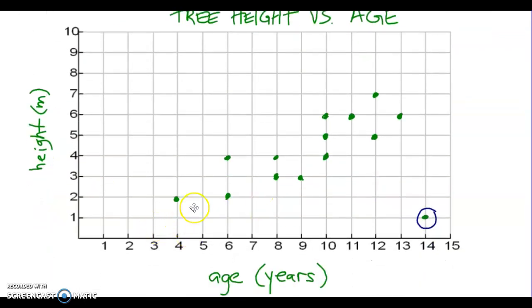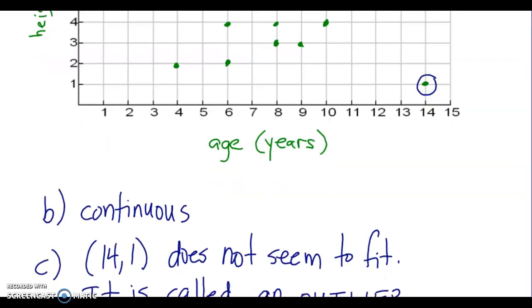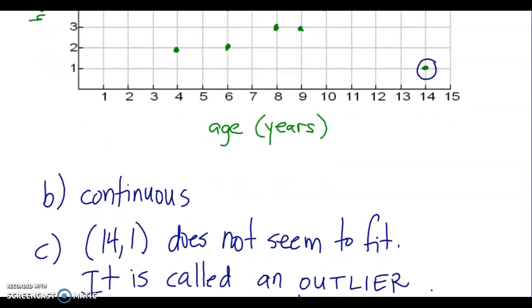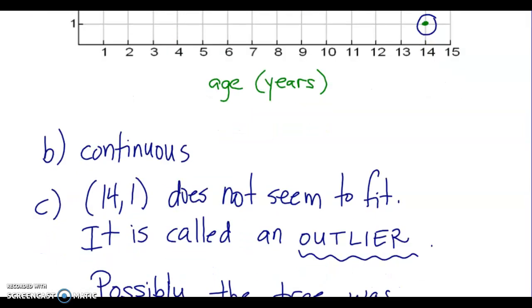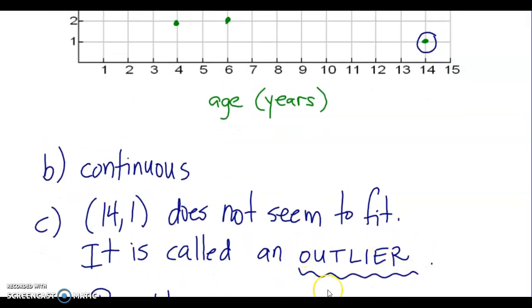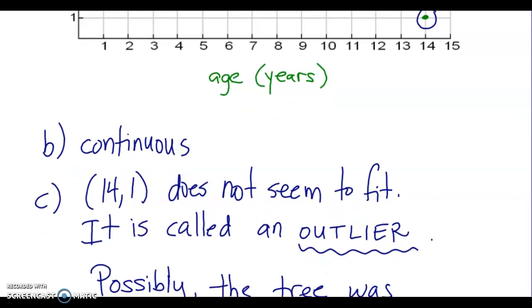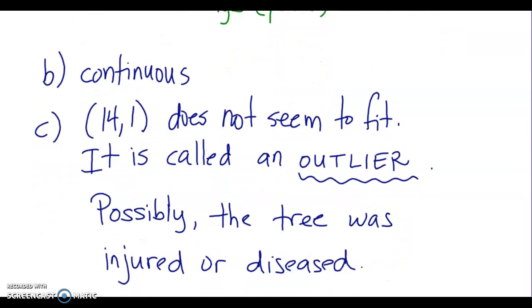So we can see that if I were to describe the pattern, I see all these points are moving this way in this upward fashion, except for this one point that's down here. So there is a point, the coordinates are 14, 1, that doesn't seem to fit the pattern. And so we call these points that don't fit outliers. You might want to highlight that word so you know what it means. Now, why do we have an outlier? Well, it's possible, remember we're graphing trees in age, it's possible that a tree was injured early on or it was diseased and so it didn't grow properly. For whatever reason, one tree didn't really fit the pattern.